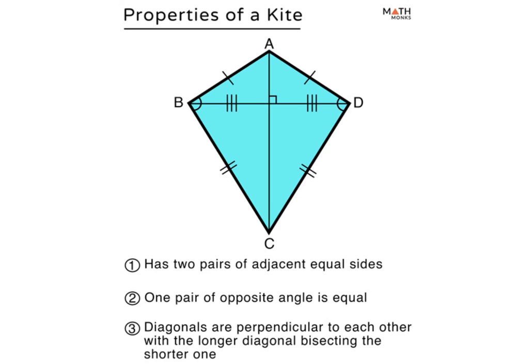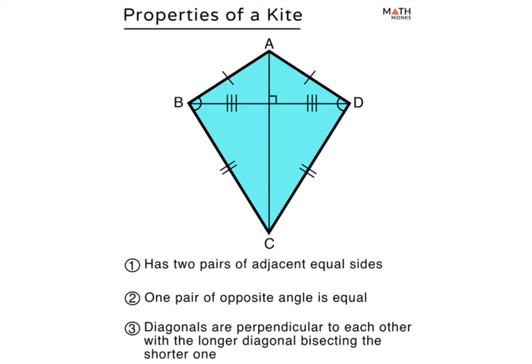The last one we did was a kite. 2 pairs of adjacent equal sides. So the sides that are adjacent are equal on a kite. 1 pair of opposite angles are congruent. So the angles that are created by the non-congruent sides, so this side and that side create this angle. They are not congruent sides. The angles are congruent, all right?